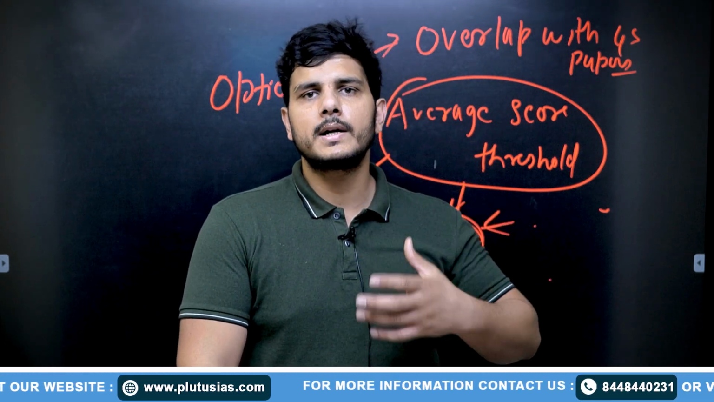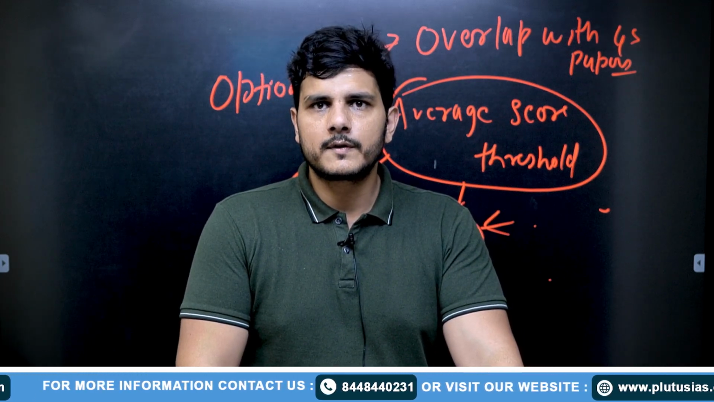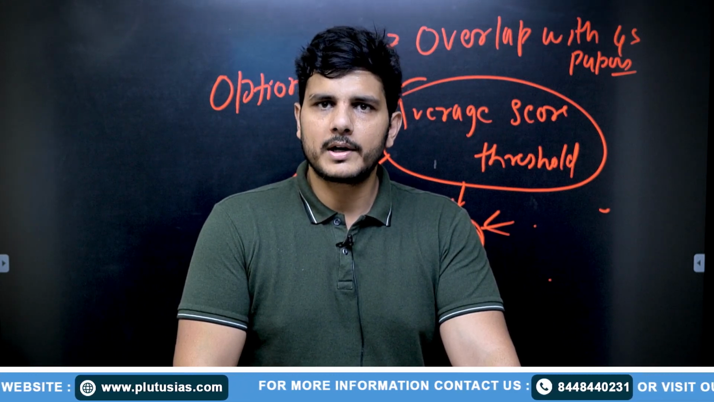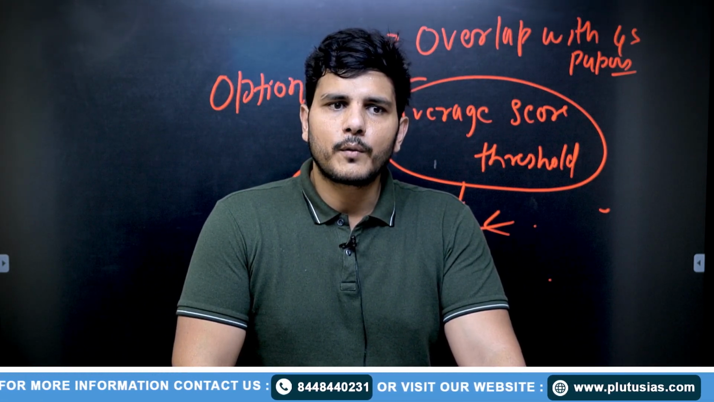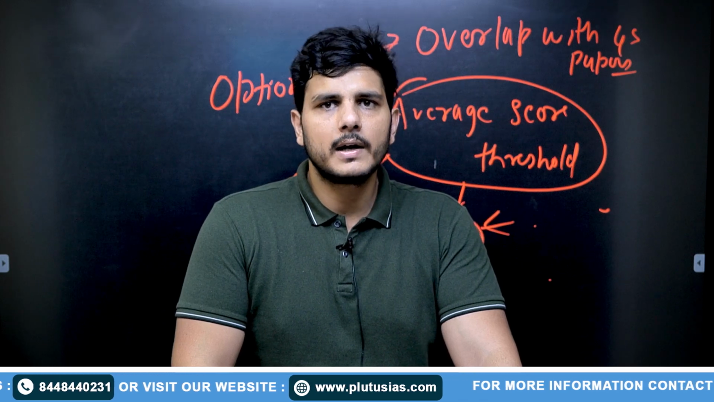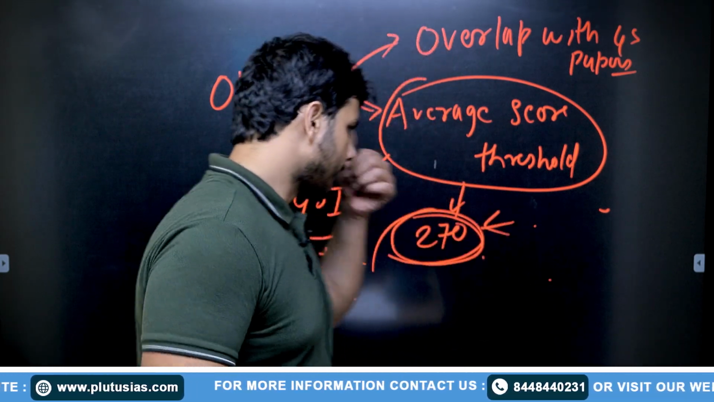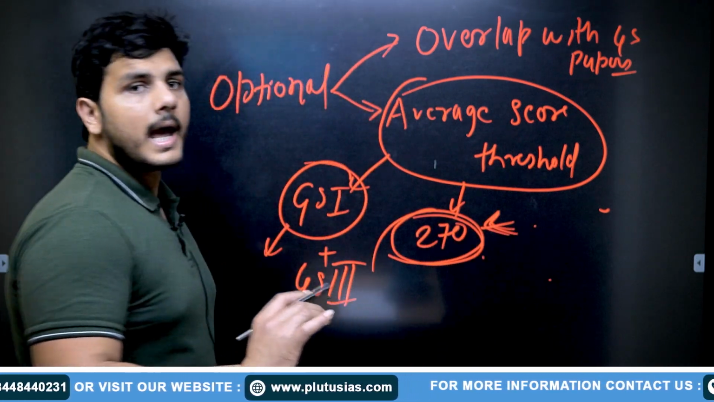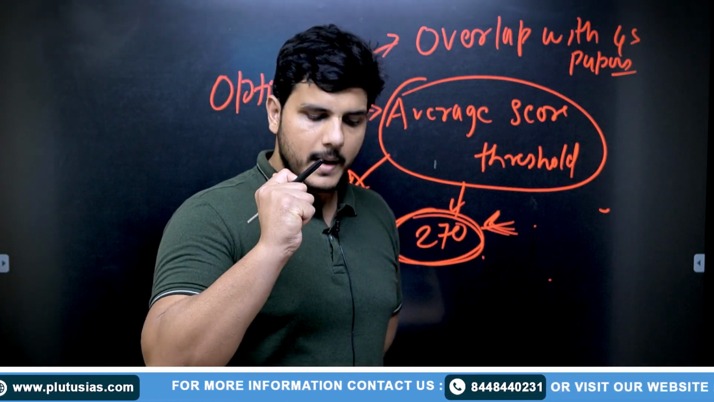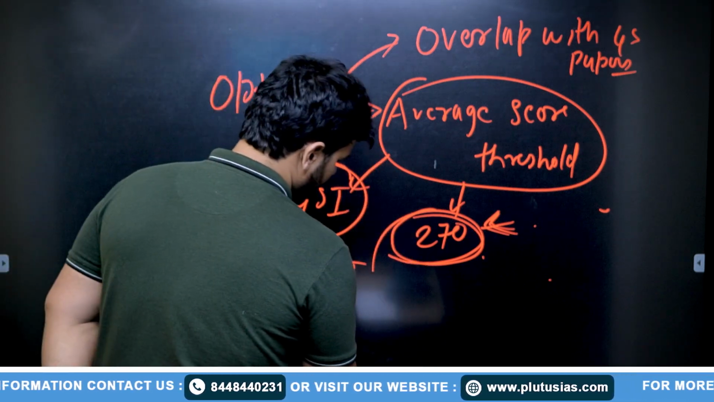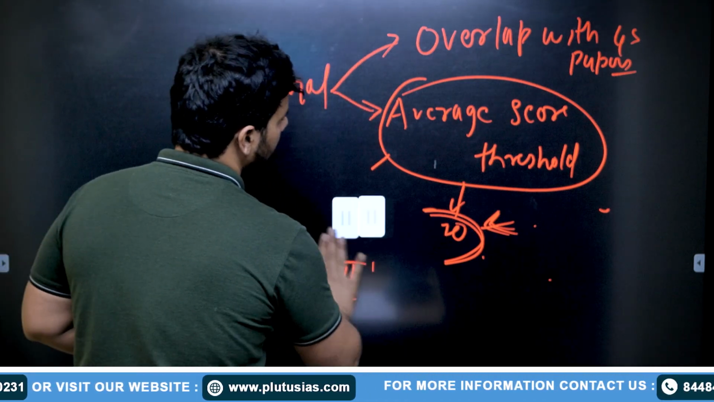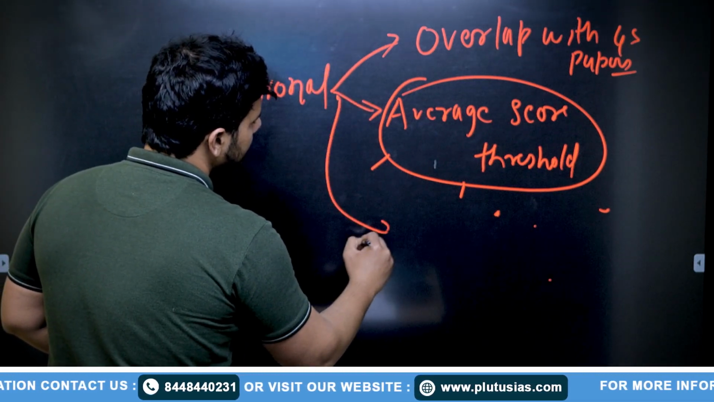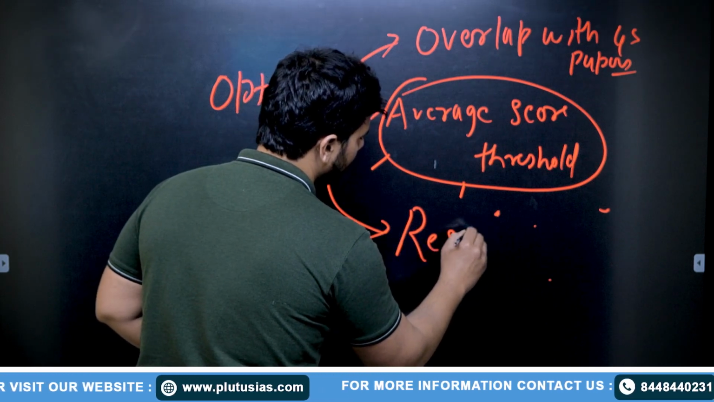And there, my expertise, since I have done my PhD research work in this field, paleoceanography and paleoclimatology. So some of the understanding of phenomena which we will discuss in the class will help you to score good marks here. Okay, so when it comes to 270, this is the second parameter. And what is the third parameter? The third parameter is your resource availability. So the first one was overlap with GS, the second one was average score threshold, and the third one is your resource availability.